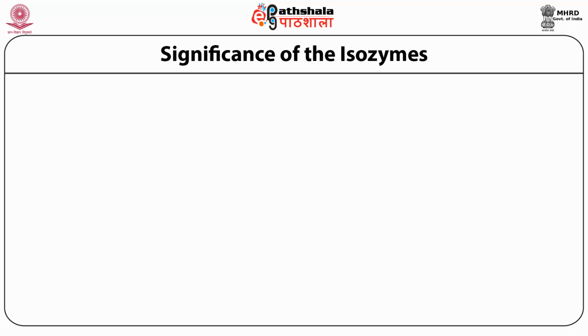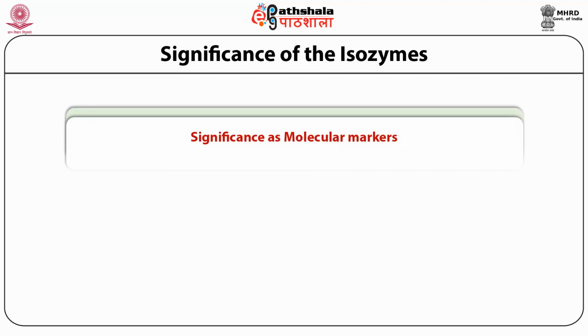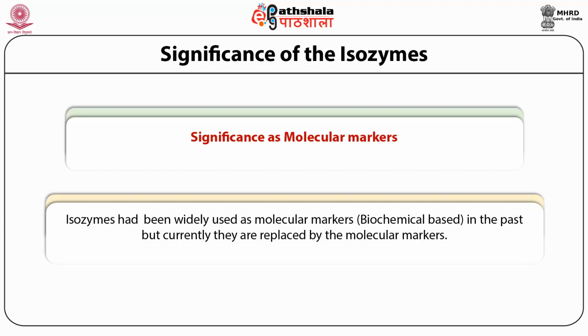Isozymes were traditionally also used as molecular markers or biochemical markers, but nowadays with the development of different molecular techniques, they are of less use, though traditionally they were used as molecular markers. So isozymes have different significances such as physiological, embryological, developmental, and clinical significances, and they can also behave like molecular markers.